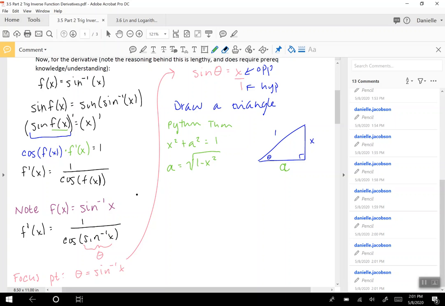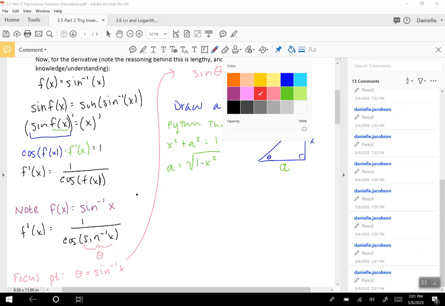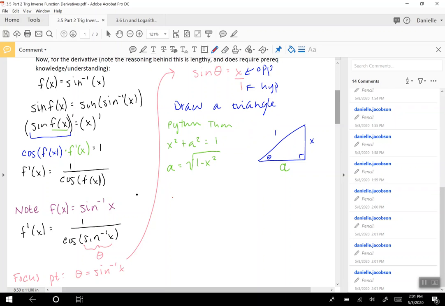Okay, so now that I have this piece of information, what I can do is figure out what the cosine of theta is. So from my triangle, the cosine of theta is equivalent to adjacent over the hypotenuse, so that would be root of 1 minus x squared over 1, which is really just root of 1 minus x squared.